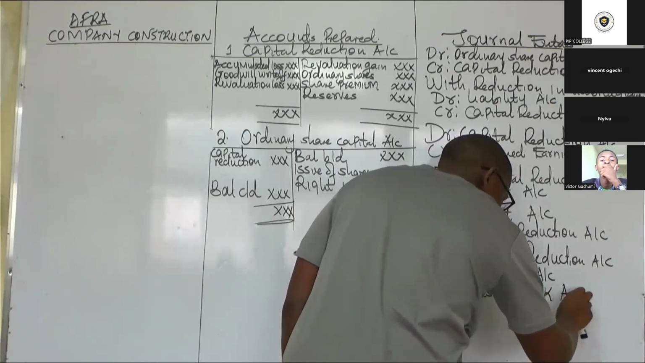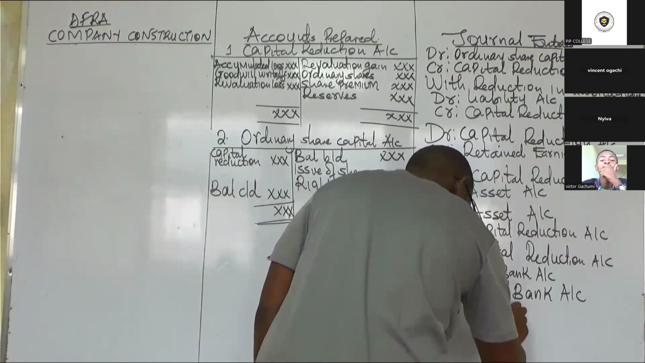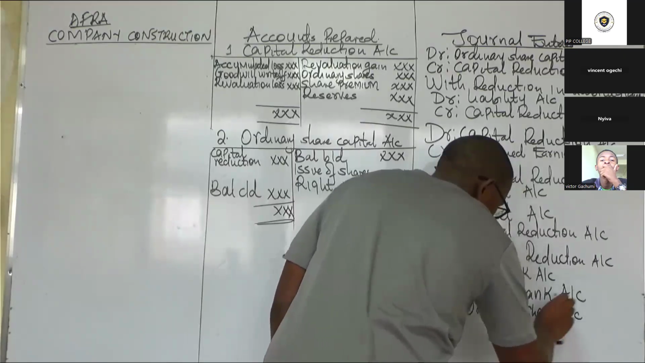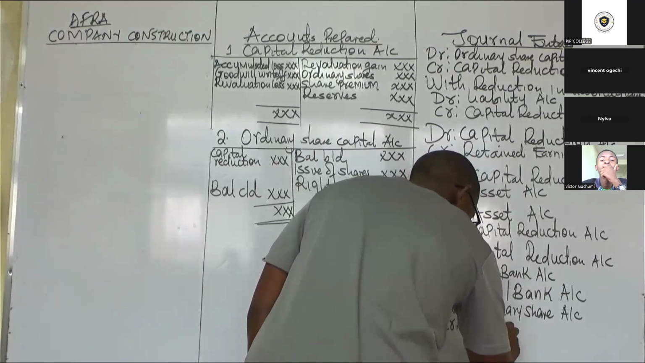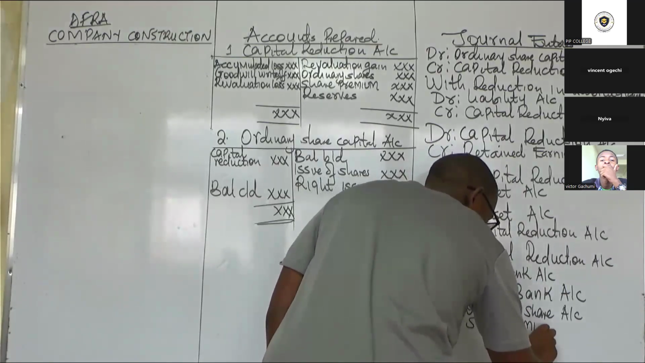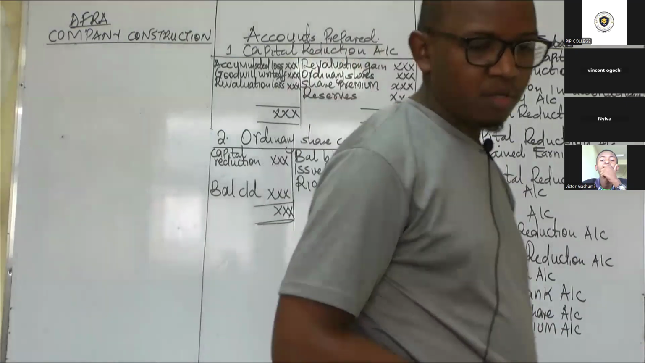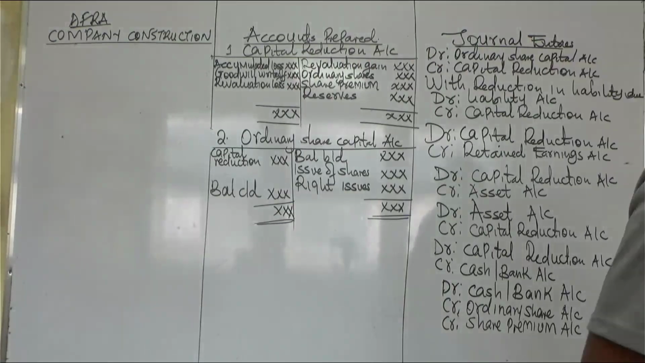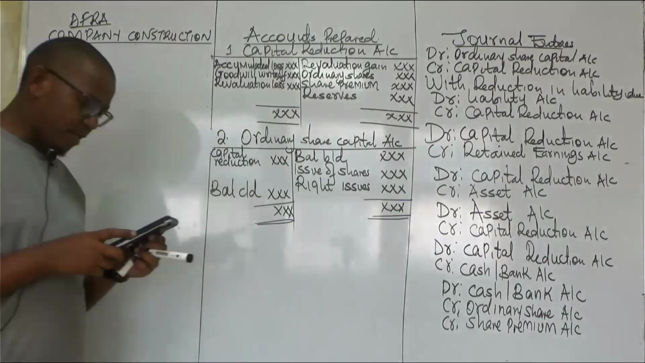Then you credit what? The ordinary shares, because it will increase the ordinary shares account. Also, if they issue at a premium, you credit the share premium account. So we can have an example.